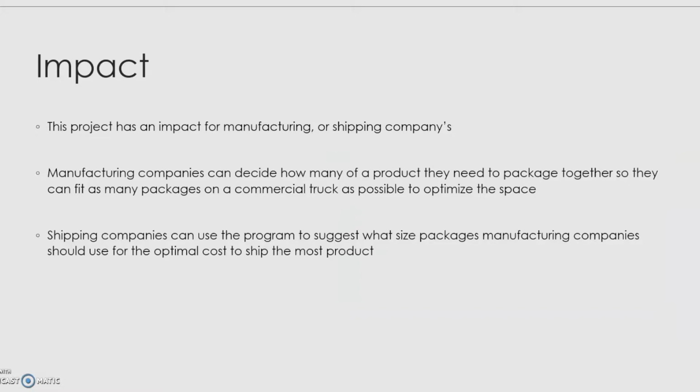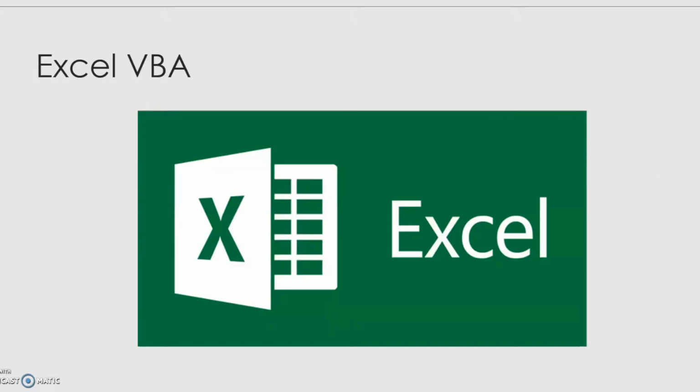This project has an impact on manufacturing and shipping companies. Manufacturing companies can decide how many products they need to package together so they can fit as many packages on a commercial truck as possible, to optimize the space and use the least amount of money to pay the shipping companies. Shipping companies can use the program to suggest what size packages manufacturing companies should use for the optimal cost to ship those products. So I'll get right into the VBA Excel part.